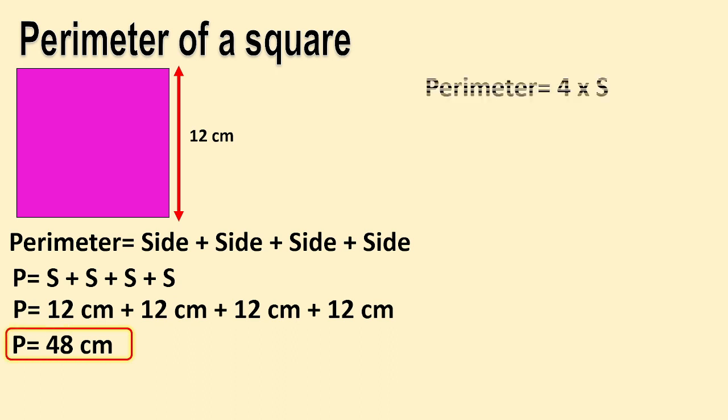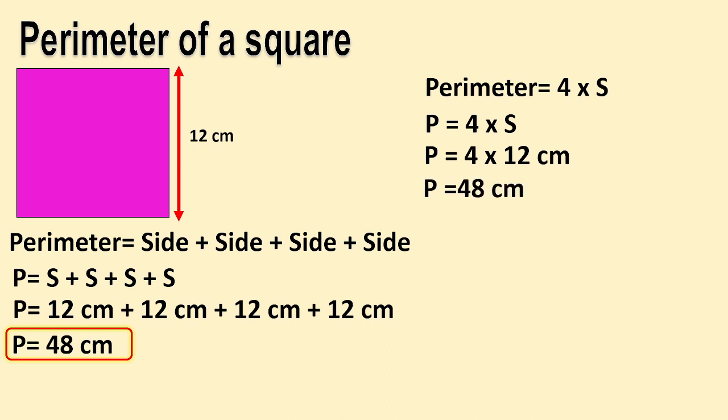Another formula we have here, perimeter equals 4 times side, or we're going to write P equals 4 times S. We write 4 times 12 centimeters. So 4 times 12 equals 48. So the answer is 48 centimeters.